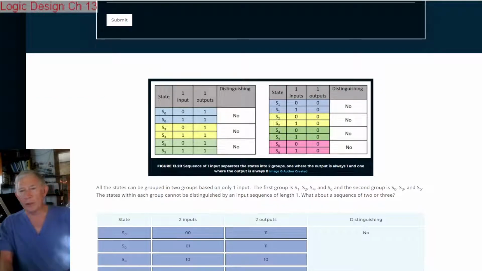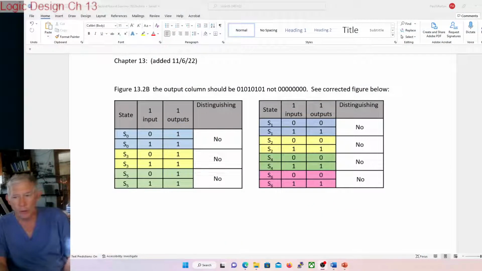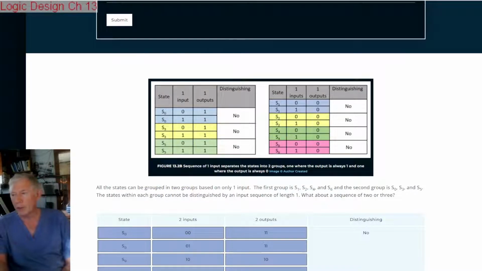Okay, so let me show you what the corrected table should look like. It won't be changed in the book probably for a while. But here's what it should look like. So you see the columns here should be 0, 1, 0, 1, 0, 1, 0, 1, instead of what you see here, 0, 0, 0, 0, 0, 0, 0. So that was wrong.